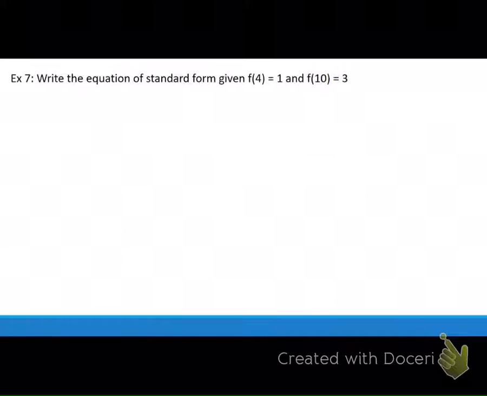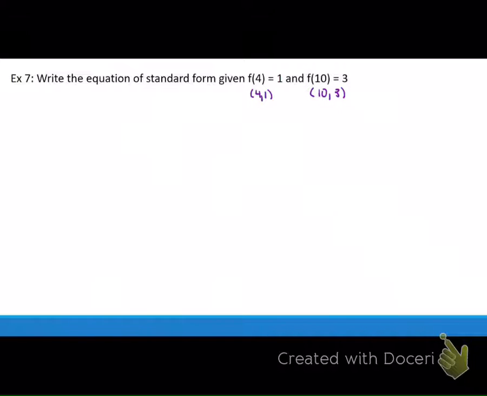Jayla, what does that mean? What does f of 4 equals 1 mean? Think about it. We talked about it on Friday. Remember the input-output relationship? What is x? And y is? Yeah, it creates an ordered pair. So this is (4, 1). And what's the other one, Jayla? (10, 3). Good. That input-output relationship.